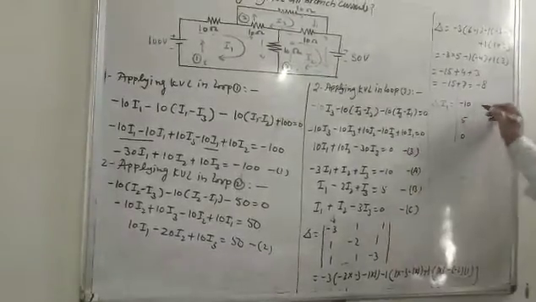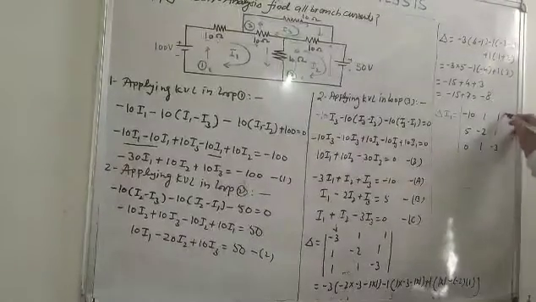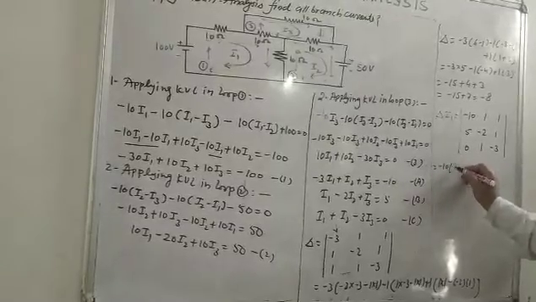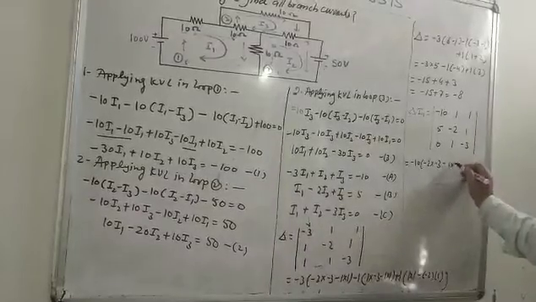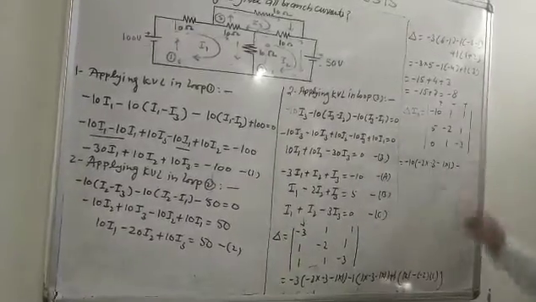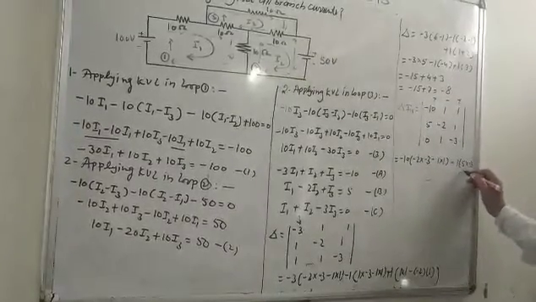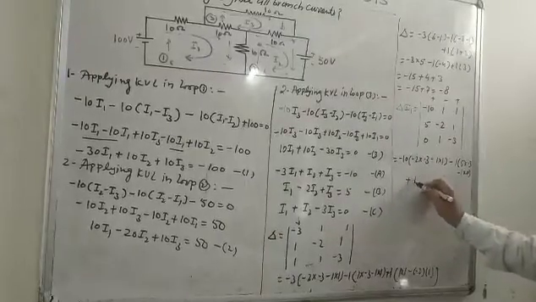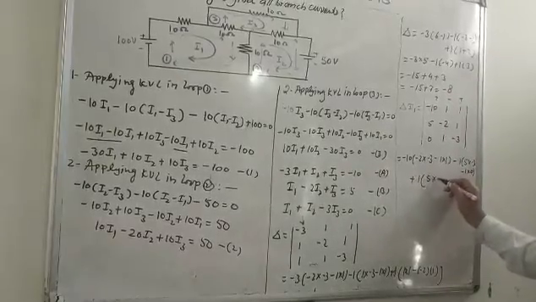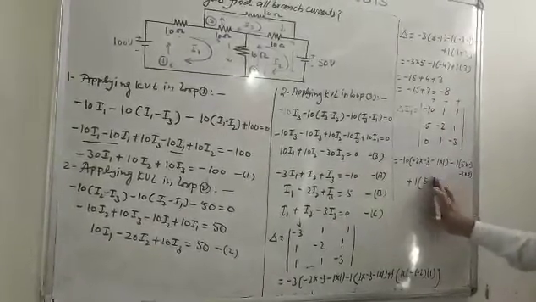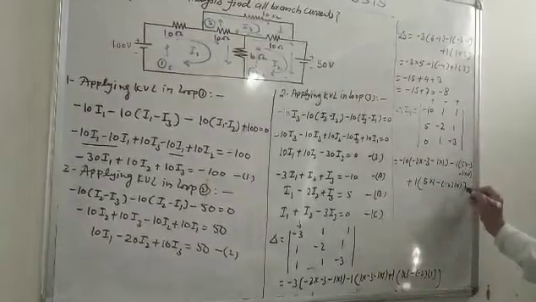Second and third column as it is, 1 -2 1 1 1 -3. This is equal to -2 -1 -2 into -3 -1 into 1, minus plus minus plus लेंगे, ये गए 5 into 1 into 5 into -3 -1 into 0 plus 1 into ये लेंगे 5 into 1, -2 into 5 into 1, -2 into 0.